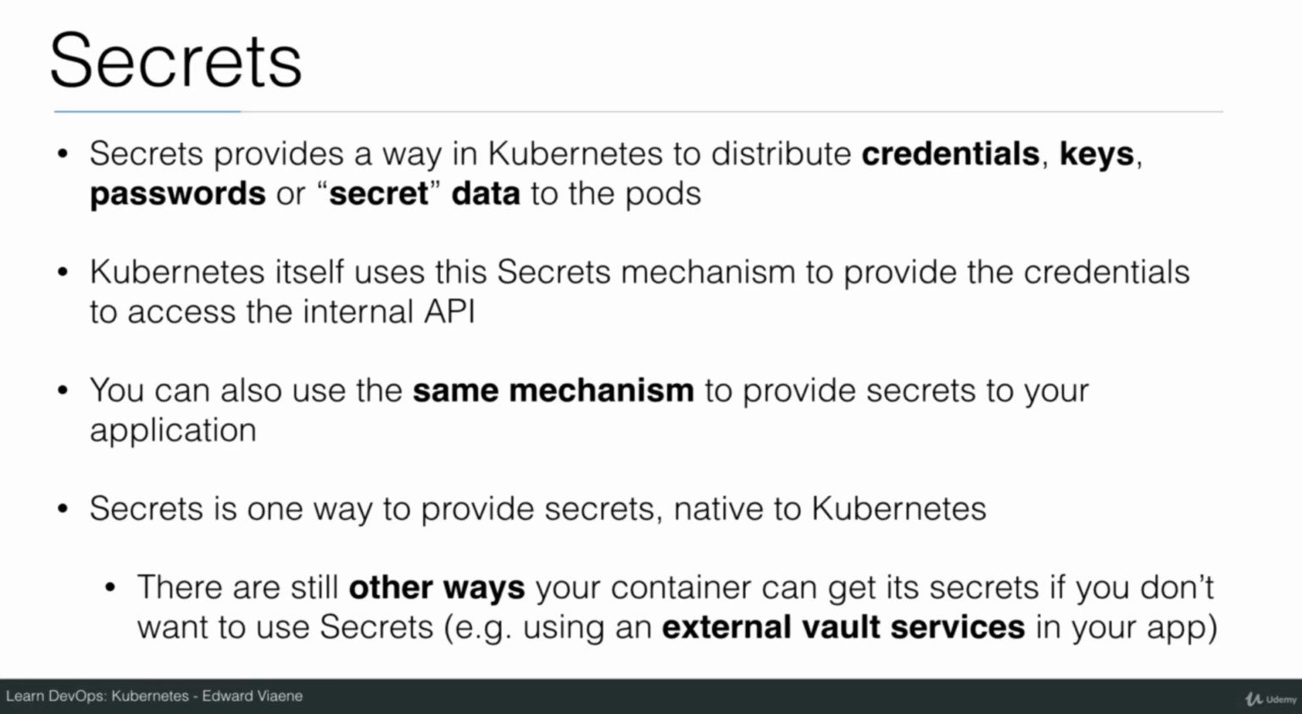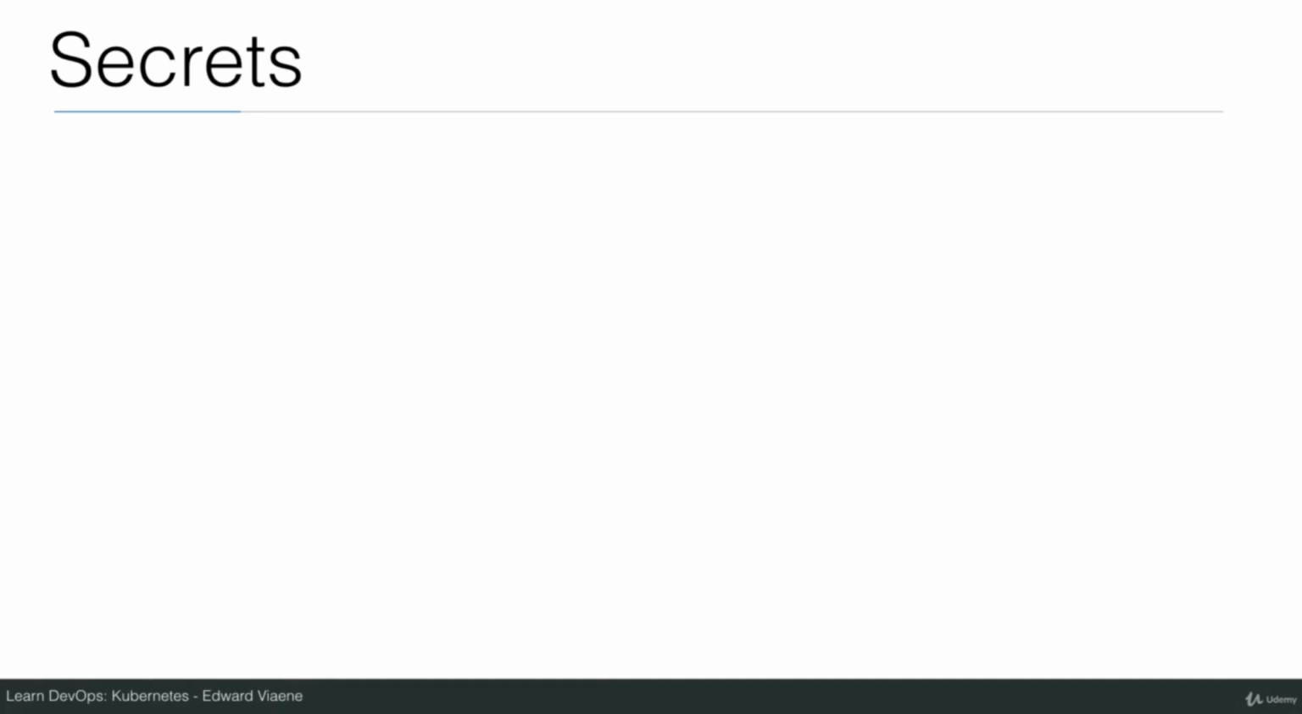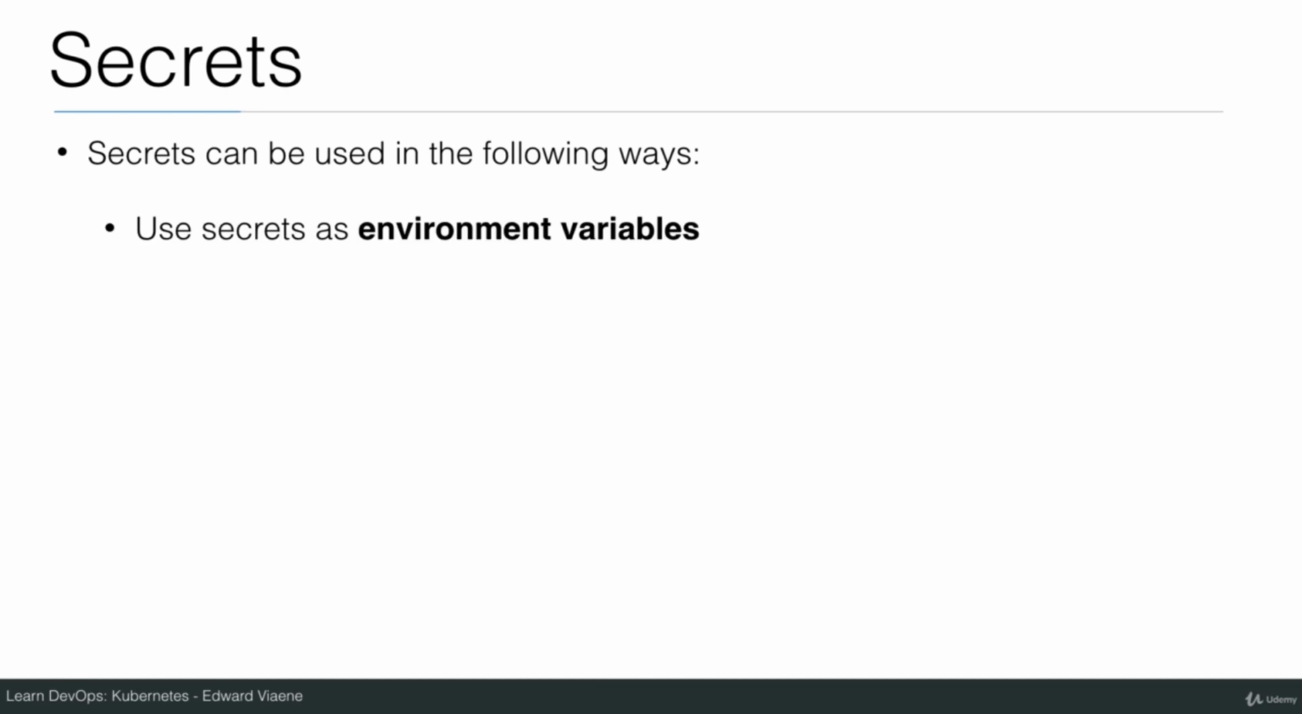There are external vault services that your app might be contacting. So you can write that completely in the app layer. You don't really need Kubernetes for that. I'll be explaining these native Kubernetes secrets in the coming slides. Secrets can be used in the following ways. You can use secrets as environment variables. So in your application, you will just have to read the environment variables, and that's where the app will then find the secrets.